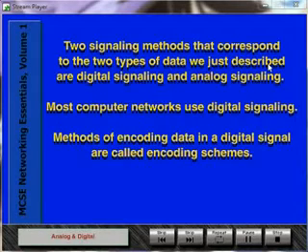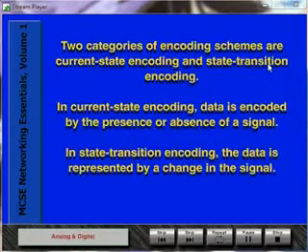Two signaling methods that correspond to the two types of data we just described are digital signaling and analog signaling. Most computer networks use digital signaling. Methods of encoding data in a digital signal are called encoding schemes. Two categories of encoding schemes are current state encoding and state transition encoding. In current state encoding, data is encoded by the presence or absence of a signal. In state transition encoding, the data is represented by a change in the signal.